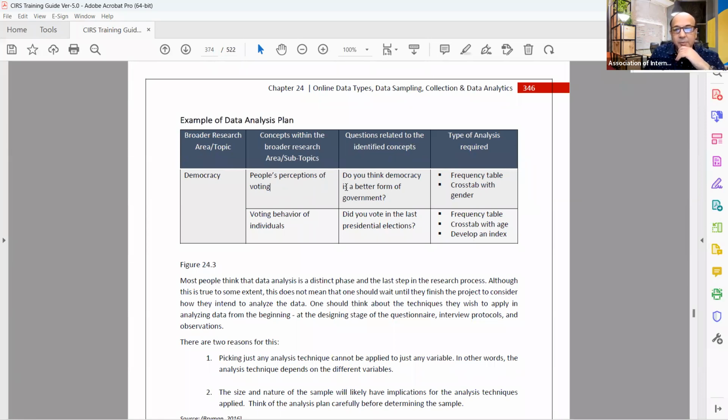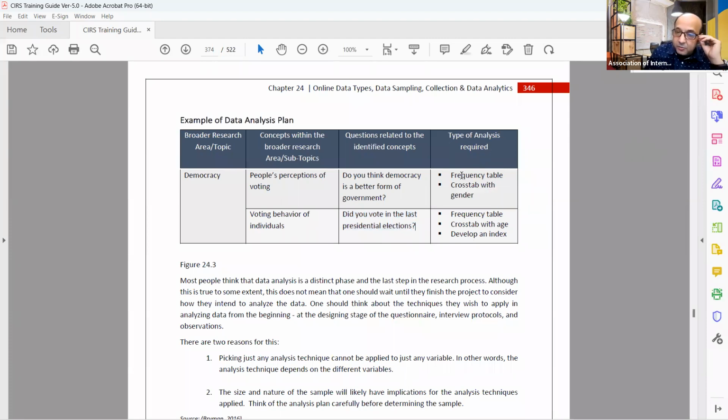So if it has to do with perception of voting, do you think democracy is a better form of government? Yes or no? That could be the poll. Voting behavior of individuals: did you vote in the last presidential election? This could be the first question, and it could also be the last question you want to get to, and therefore you create leading questions that would lead someone to come to the main question eventually.